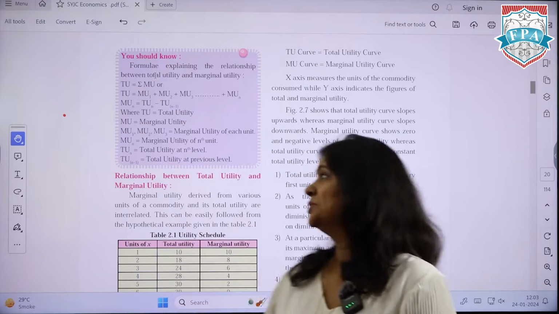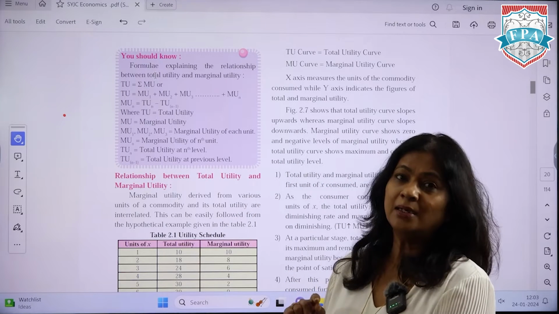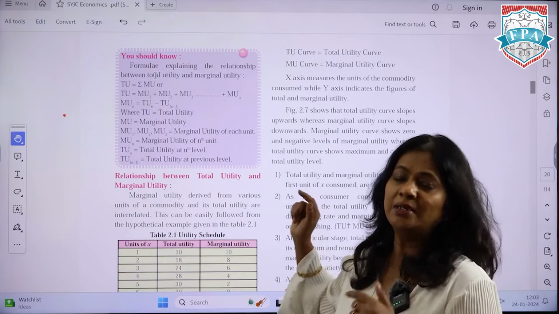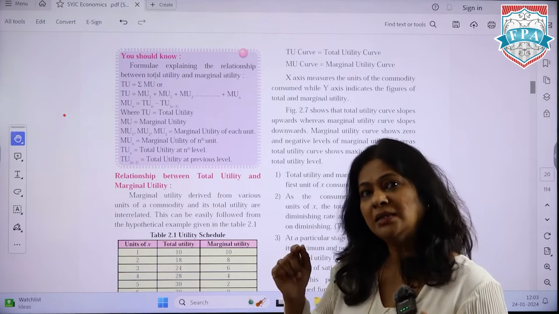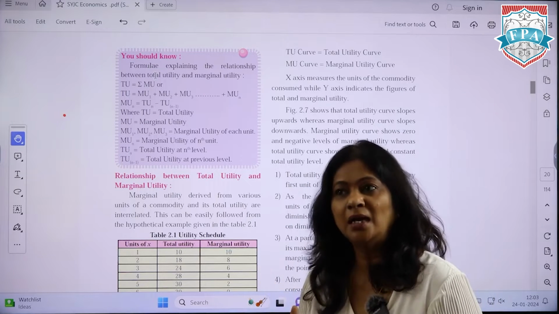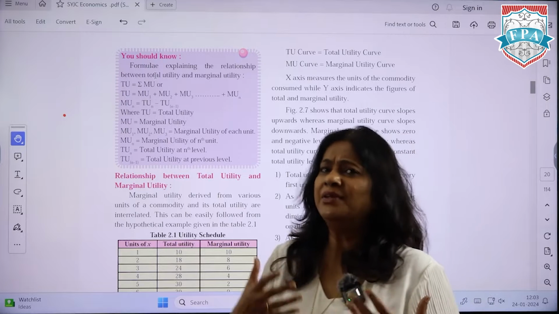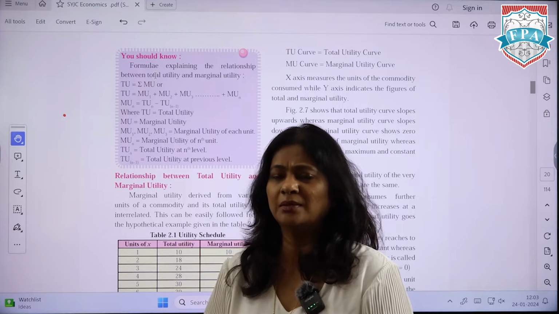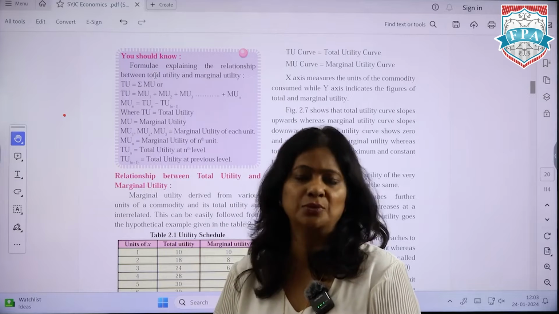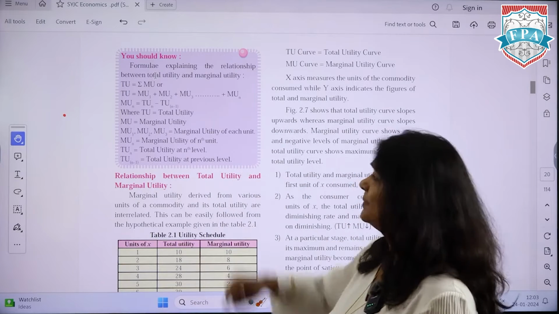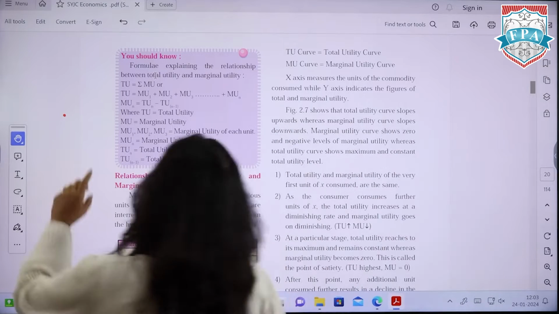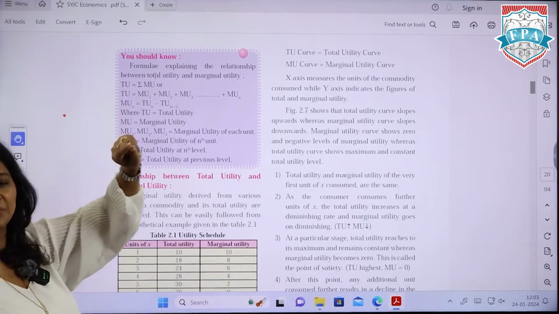Today I'm going to use your text material and we are going to run through your material and understand to what extent what we read was correct, and can we really understand and write things on our own. So coming up, in your books we begin with total utility and marginal utility.